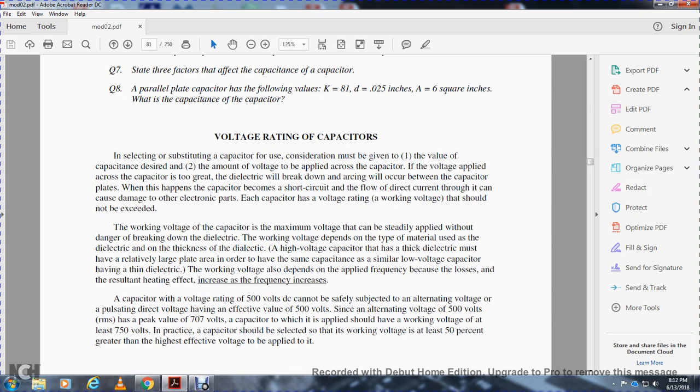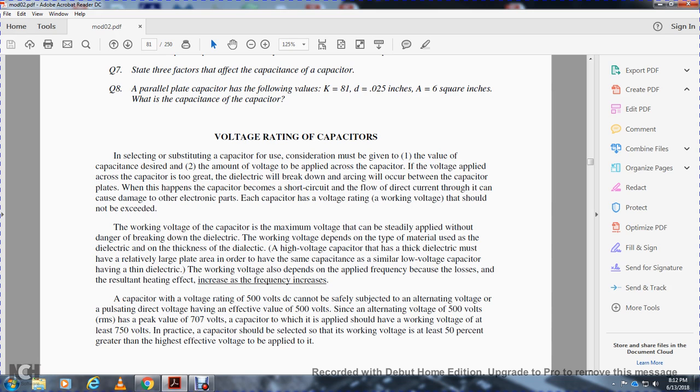Each capacitor has a voltage rating, a working voltage that should not be exceeded. The working voltage of the capacitor is the maximum voltage that can be steadily applied without danger of breaking down the dielectric. Working voltage depends on the type of material used and the thickness of the dielectric. A high voltage capacitor with a thick dielectric must have relatively large plates in order to have the same capacitance as a similar low voltage capacitor having a thin dielectric.